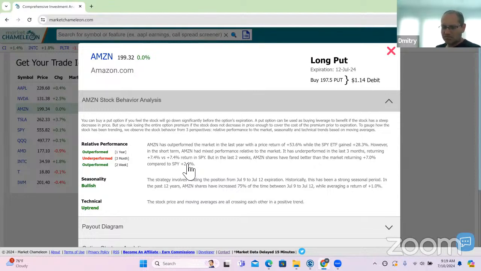Here, it says that at least historically, if we just look between July 9th and July 12th, so we're looking at historical calendar days, July 9th to July 12th last year, July 9th to July 12th the previous year, and so on, to get seasonality statistics. And here it says in the last 12 years, Amazon increased 75% of the time for an average gain of 1%. So at least in the seasonality analysis, it looks like it would be more bullish from that perspective.